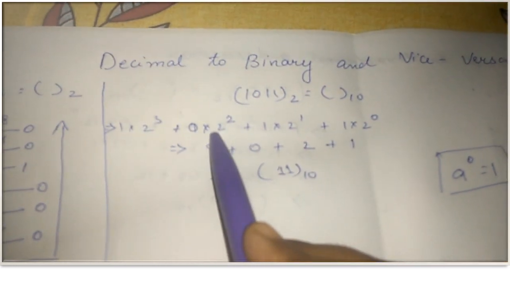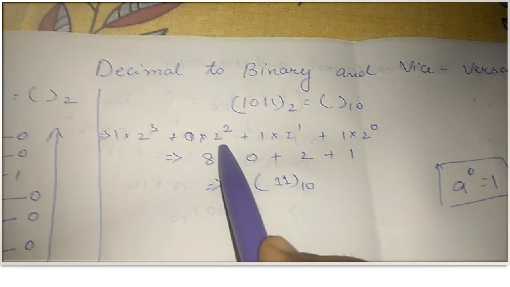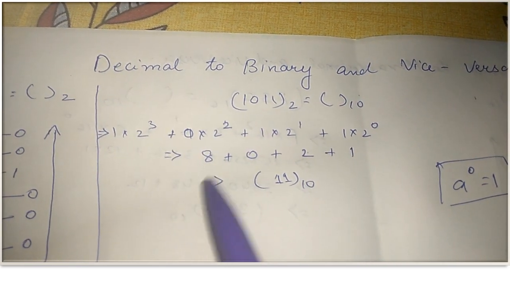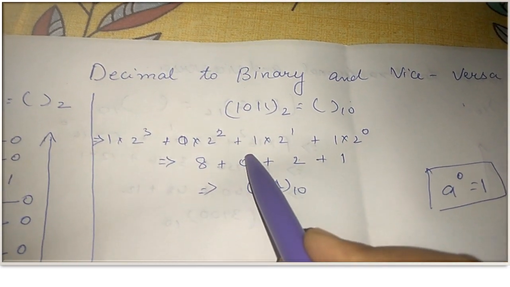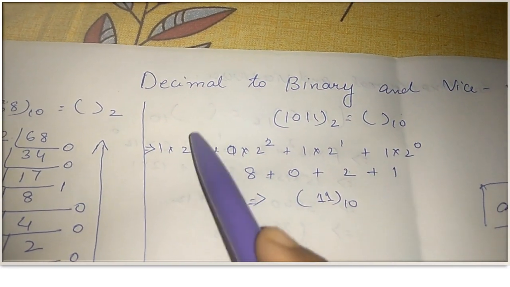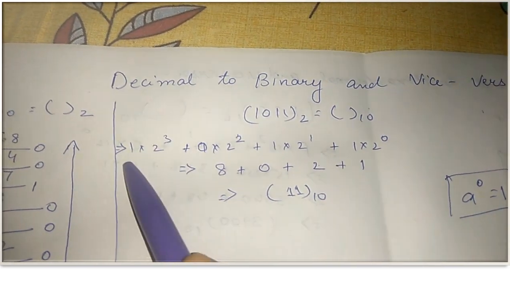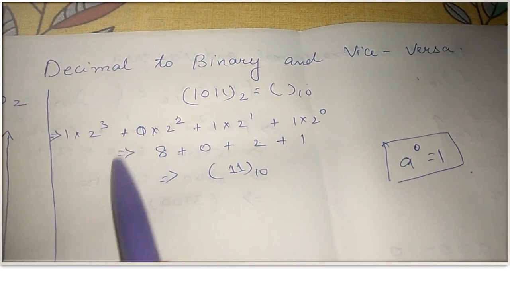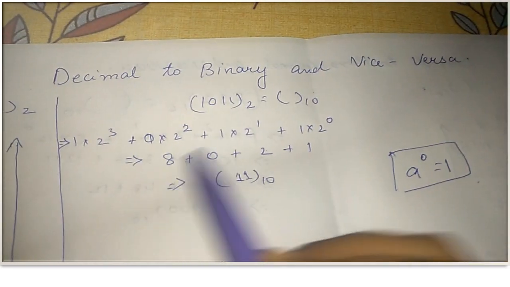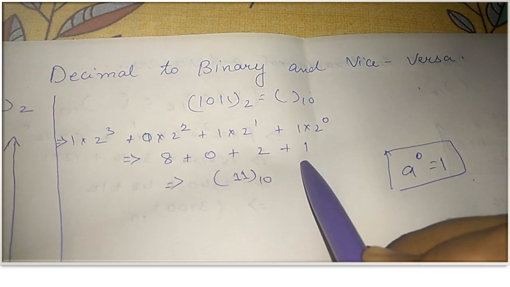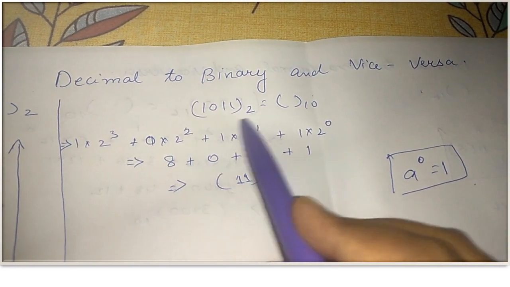Next 0 into 2 raised to 2. 2 raised to 2 means 4. But 4 into 0 is 0 only. So we'll get the output as 0. Next is 2 raised to 3. 2 raised to 3 means 2 into 2, 4; 4 into 2, 8. So 8 into 1 equals 8. Now in the next step, you get the output as 8 plus 0 plus 2 plus 1. So 8 plus 2 equals 10. 10 plus 1 equals 11. So 11 is the decimal conversion of your binary form.